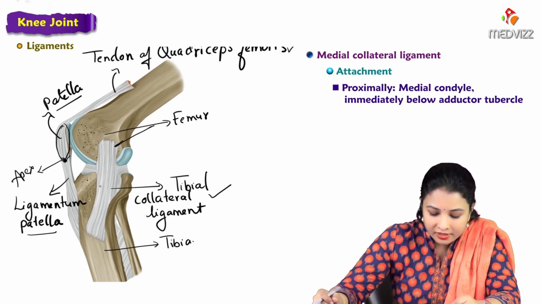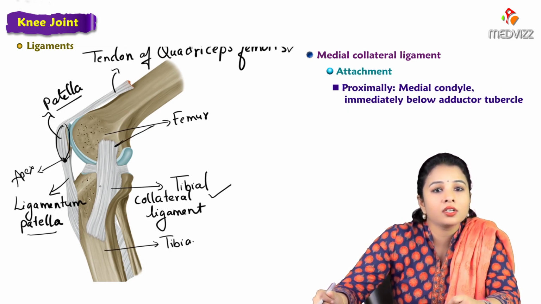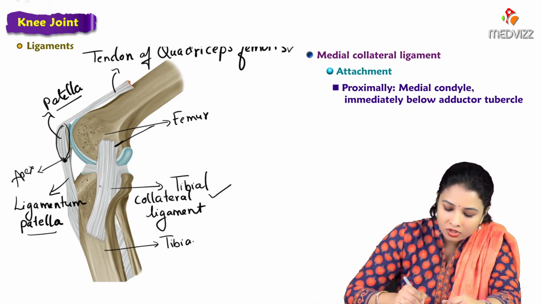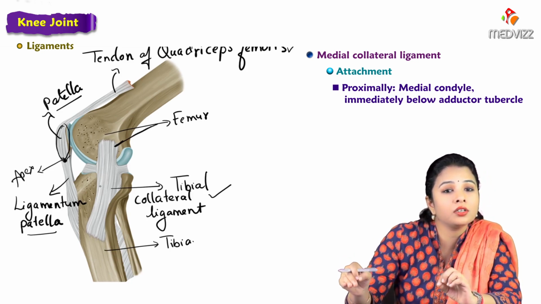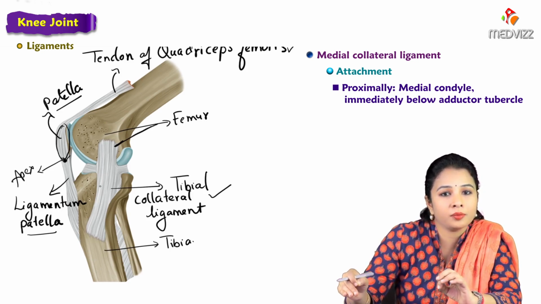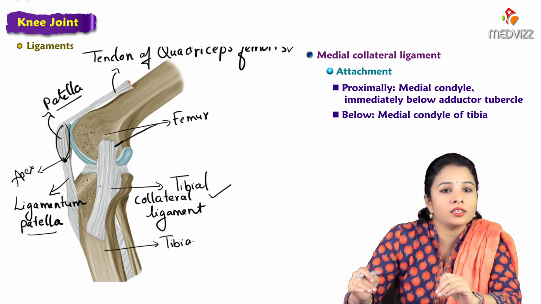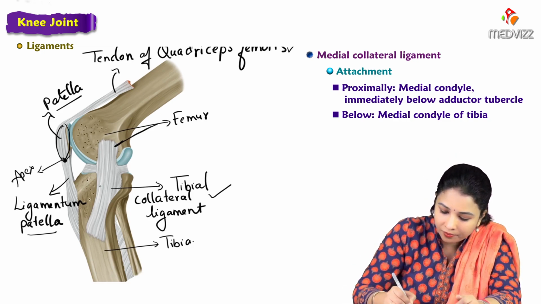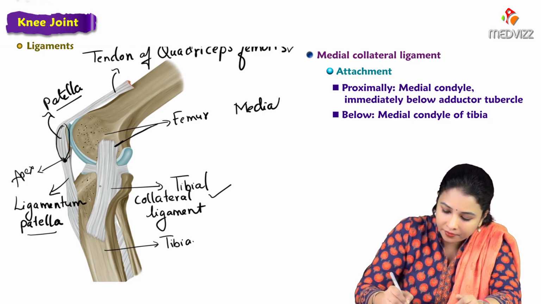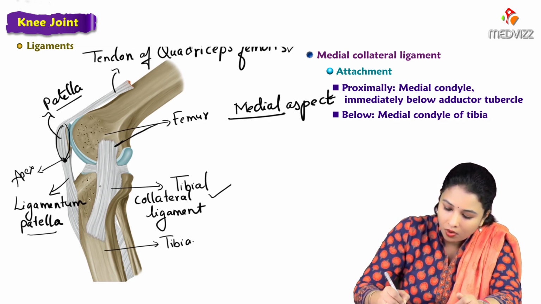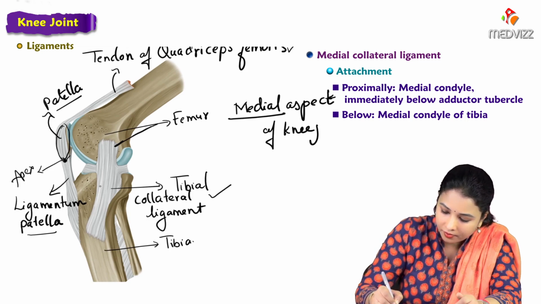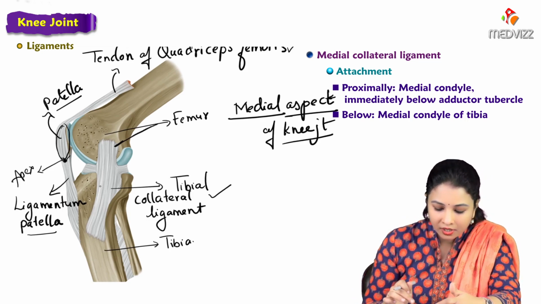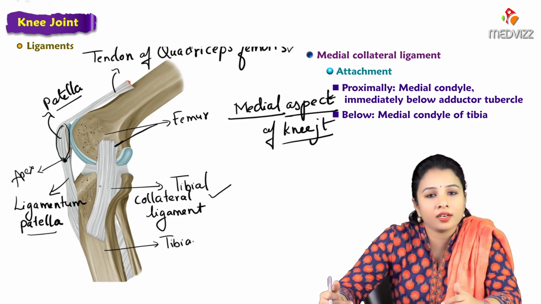So proximally we can see it attaches to the femur. It attaches to the medial condyle of femur. So we can see here it attaches to the medial condyle of femur, and also it attaches to the adductor tubercle on the medial condyle of femur. Below it attaches to the medial surface of the condyle of tibia. So here this is the medial view, or medial aspect, of the knee joint, where we can appreciate the tibial collateral ligament and its attachment.